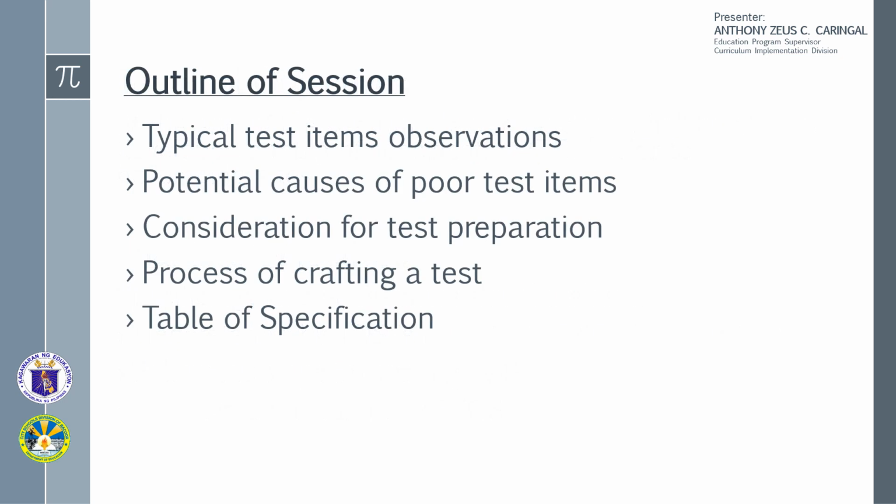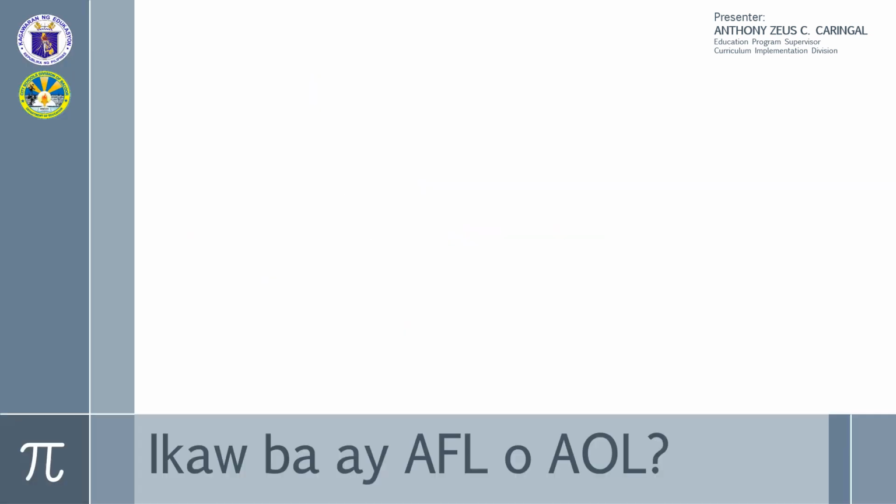For the outline of the session, we were expected to have typical test item observations, potential causes of poor test items, consideration for test preparation, process of crafting a test, and of course, we have the table of specification. So this will be the inclusion for these sessions.